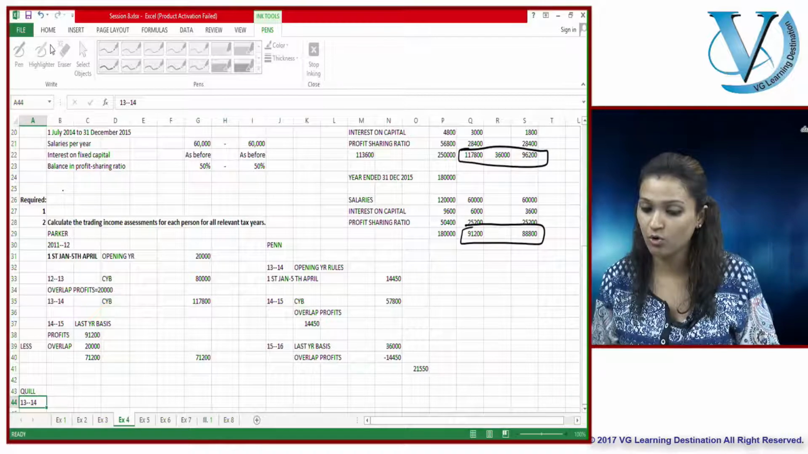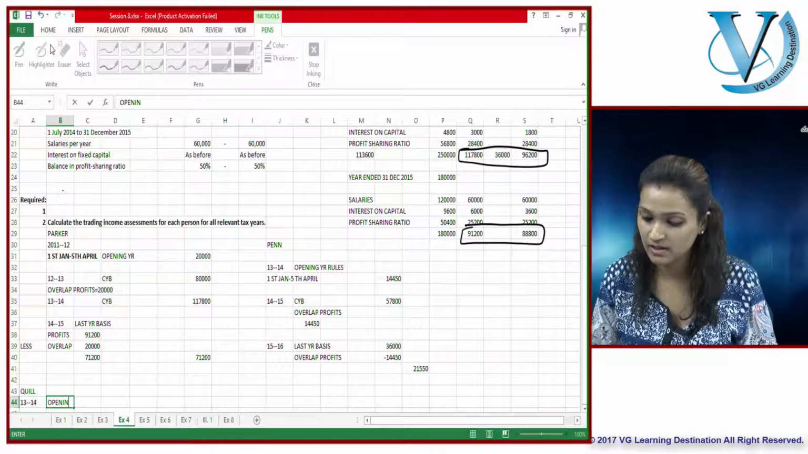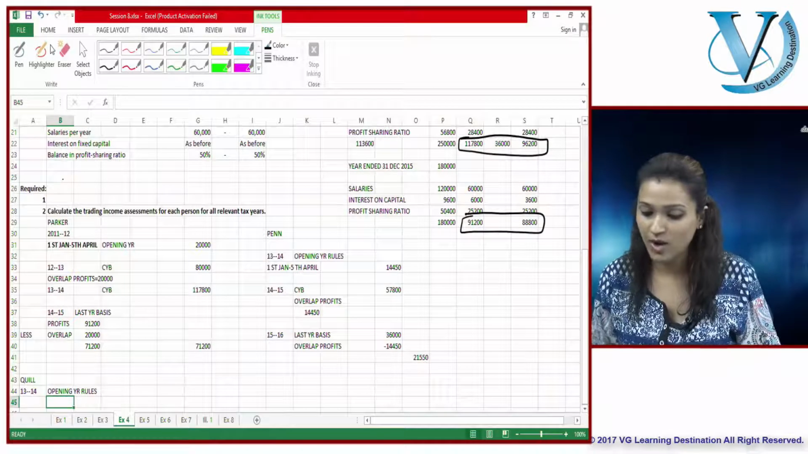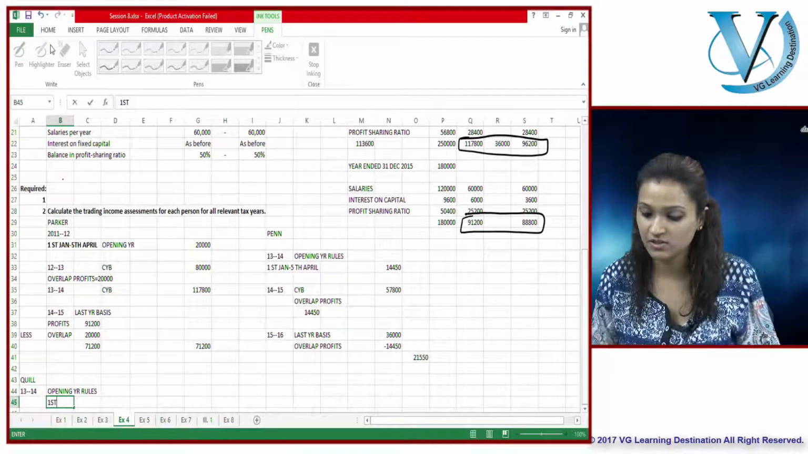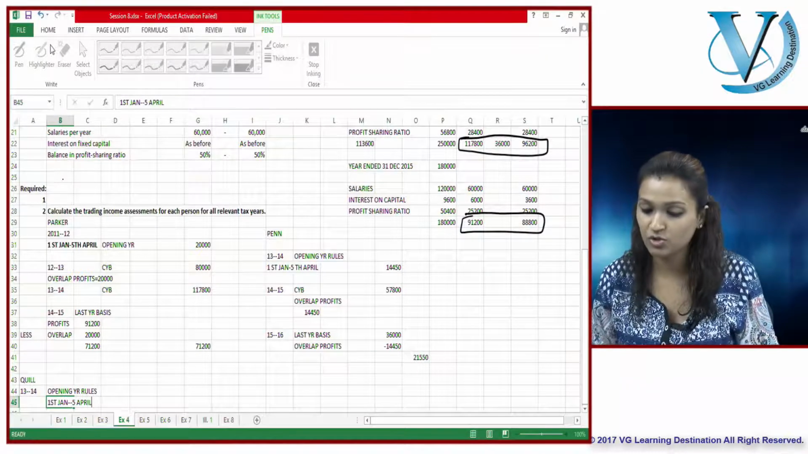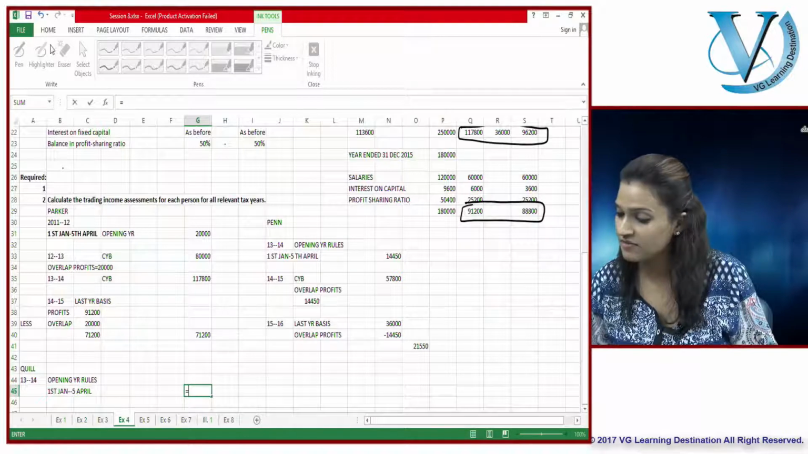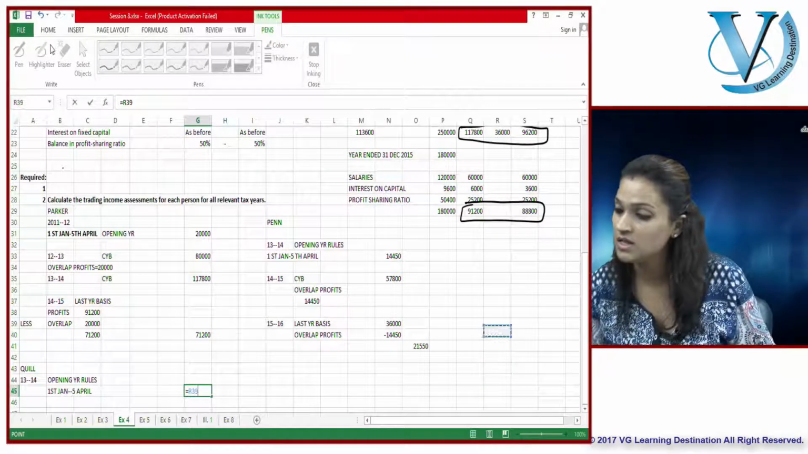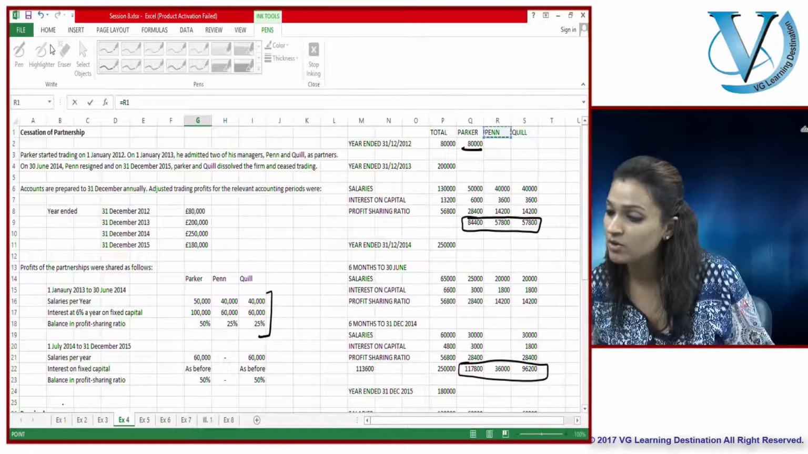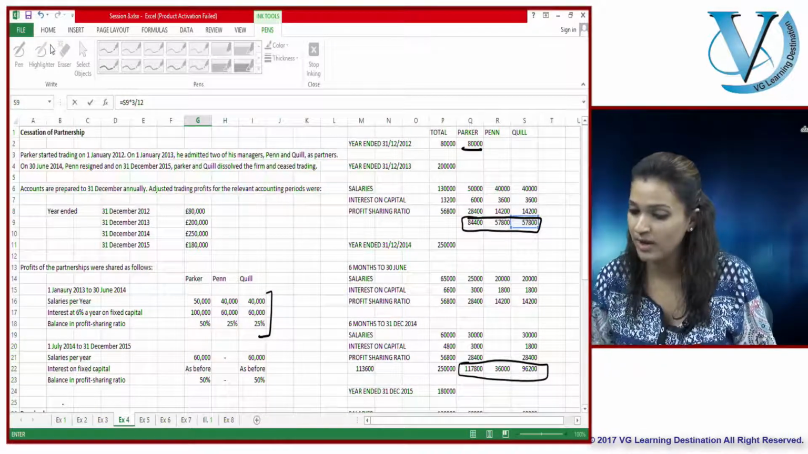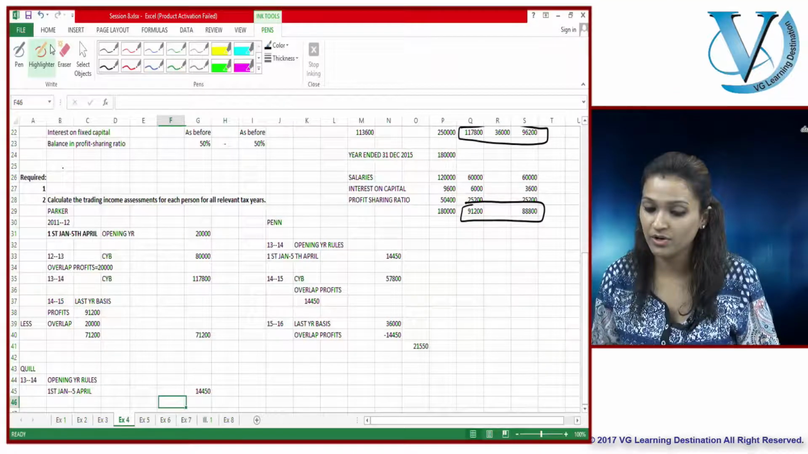Similarly, you follow your opening year rules. You ask yourself, the 1st of January up till the 5th of April. So you time apportion your first set of profits, what is the first set of profits for Quill? Let's have a look at Quill. This multiply by 3, divide by 12. Up next, what do?